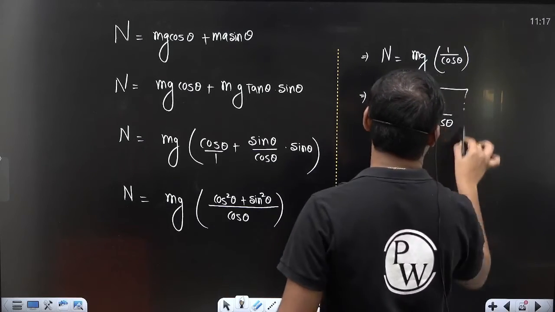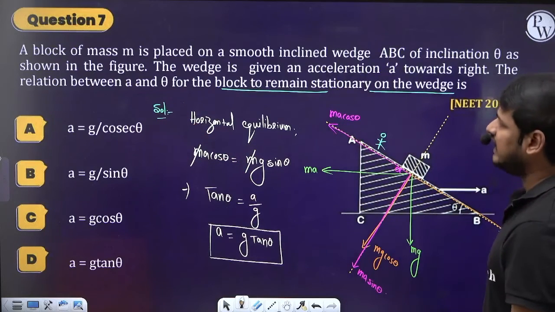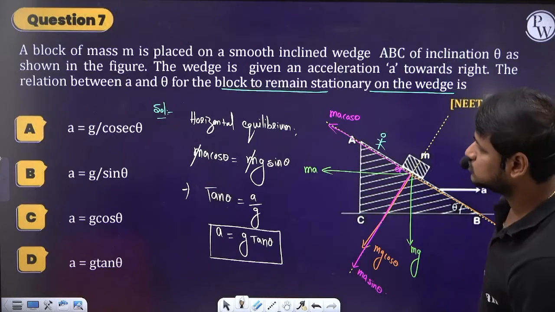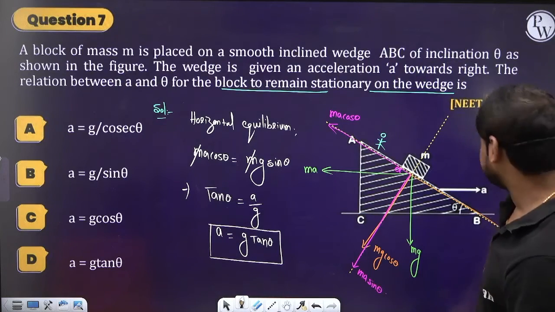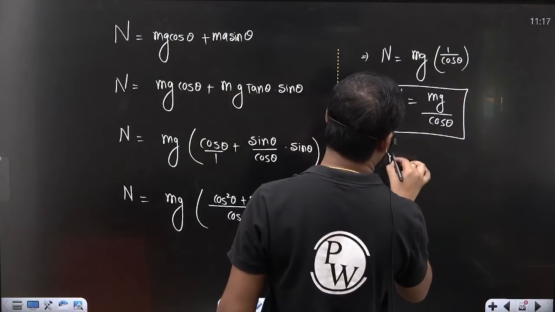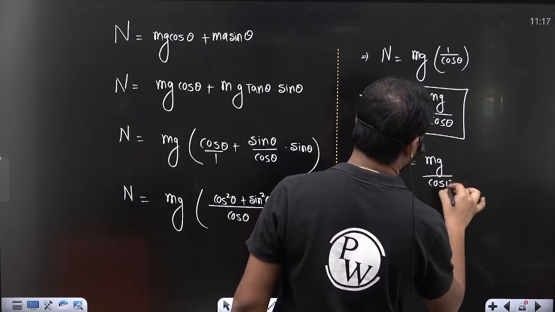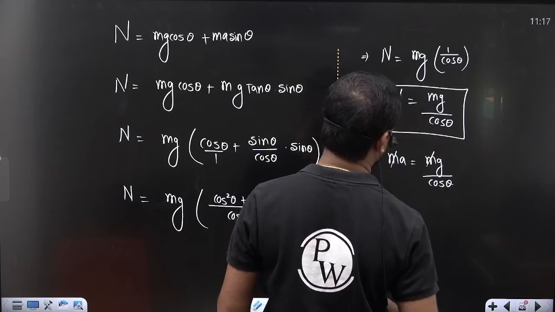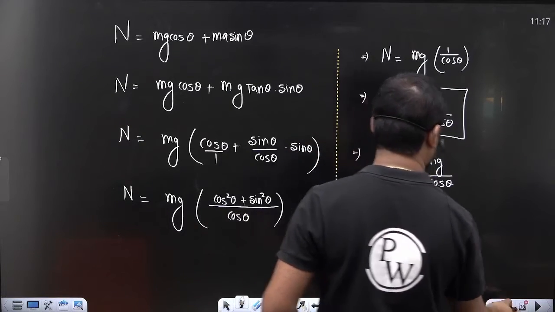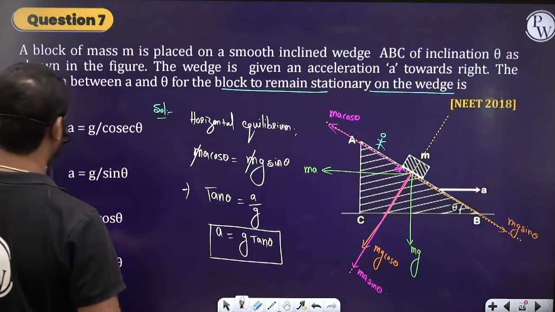So that's what they asked in the question. What is the relation between the acceleration a and theta? The normal N is mg by cos theta, so in place of N we can write ma, which is nothing but mg by cos theta. So from here m cancels, right? So the acceleration a is equal to g by cos theta. Yes or no? So the acceleration is equal to g by cos theta.